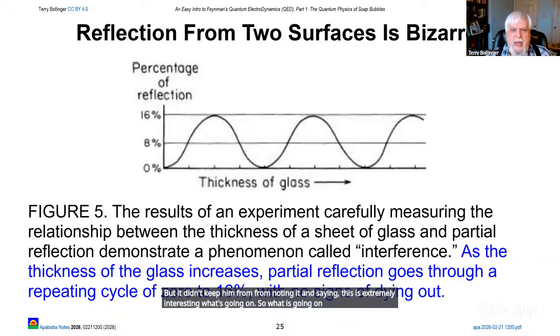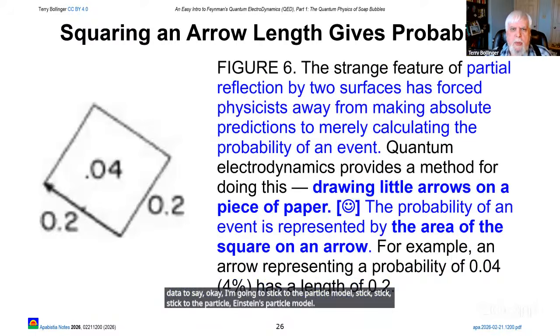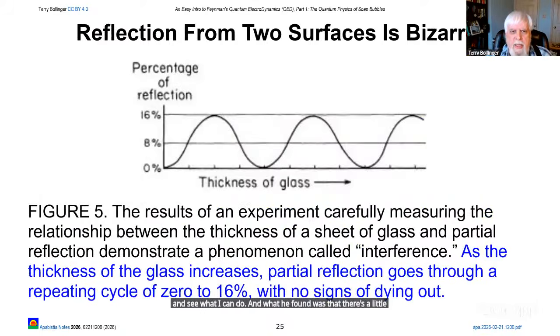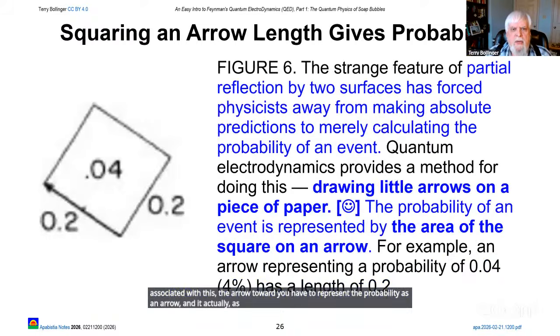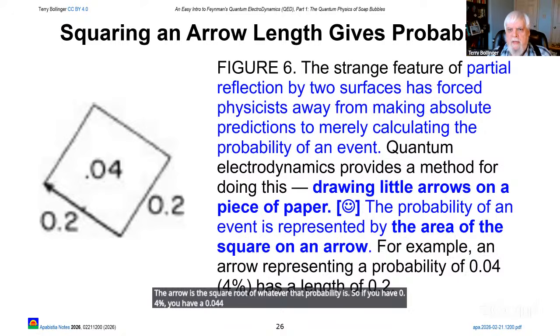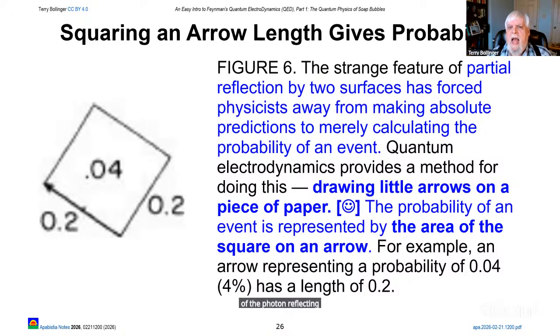So Feynman used this kind of data to say, okay, I'm going to stick to the particle model, Einstein's particle model, and see what I can do. And what he found was that there's a little arrow associated with this. You have to represent the probability as an arrow. And actually, as it turns out, the arrow is the square root of whatever that probability is. So if you have 0.04, a 4% probability of the photon reflecting, Feynman said, how do I take care of this? I'm going to draw a little arrow.